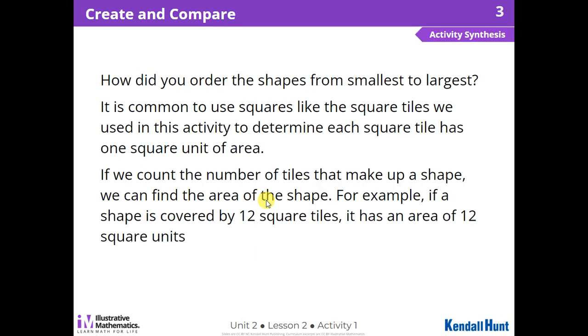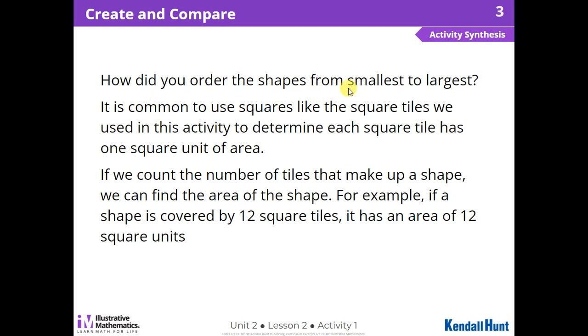Okay, next, after they are done with this short activity, we will ask how did you order the shapes from smallest to greatest, like which attribute of the shape did you compare? Did you compare the area, the length, the width, what did you compare? Okay, so they can answer. It is common to use squares, like the square tiles we used in the activity, to determine that each tile has one square unit of area.